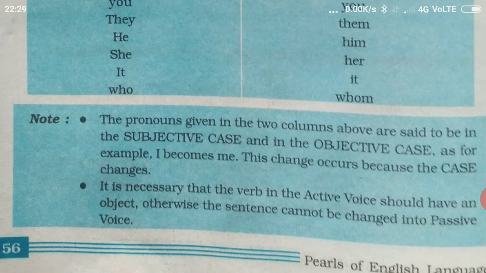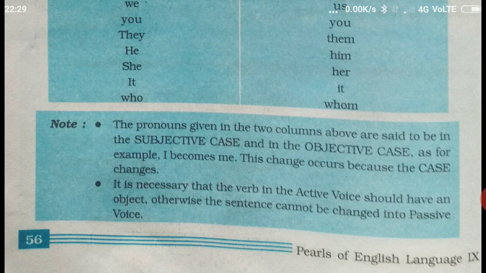Now here note has been given. What the note is, see this note here. The pronouns given in the 2 columns above are said to be in the subjective case and in the objective case, as for example here I becomes me, and this change occurs because the case changes. Clear? It is necessary that the verb in the active voice, जो active voice में verb होता है, should have an object. Otherwise the sentence cannot be changed into passive voice. Active voice में sentence में object होना must है. अगर you will not find object, that cannot be changed into passive voice. Clear?